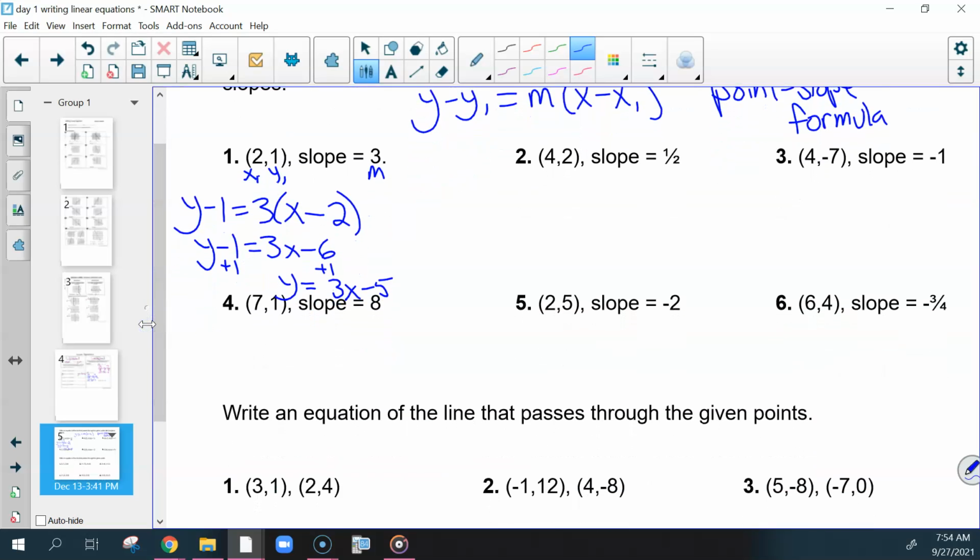And then we'll do the same thing. Label them if that helps you. Put those into your formula. Y minus y1 is negative, so I'm going to put that negative in parentheses. Slope is negative.